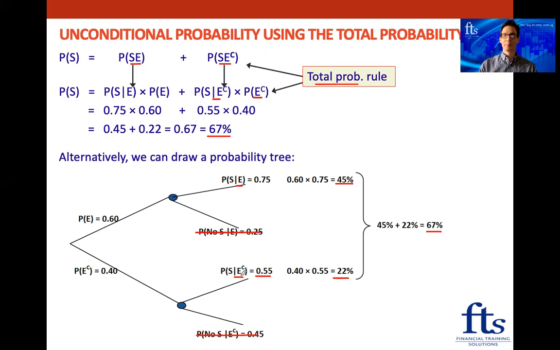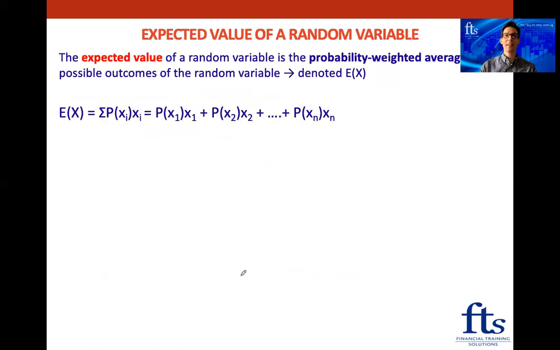Good. So that takes care of that. So now we're going on to the expected value of a random variable, and this is something nice and easy. It's the expected value of a random variable. All it is is the probability weighted average.